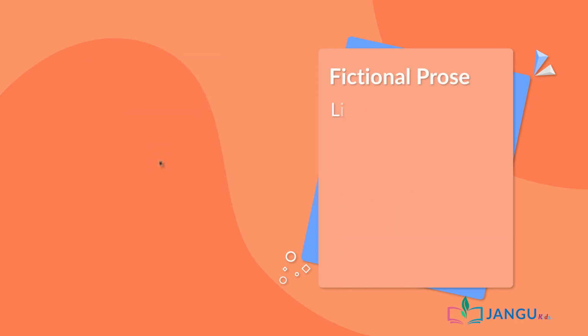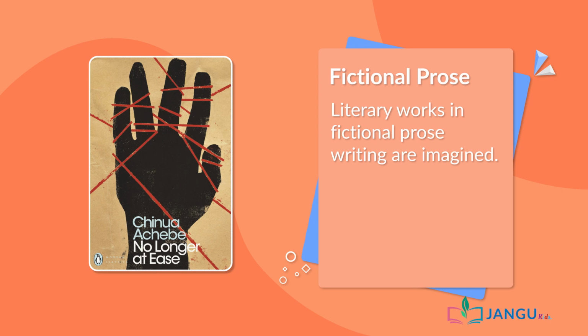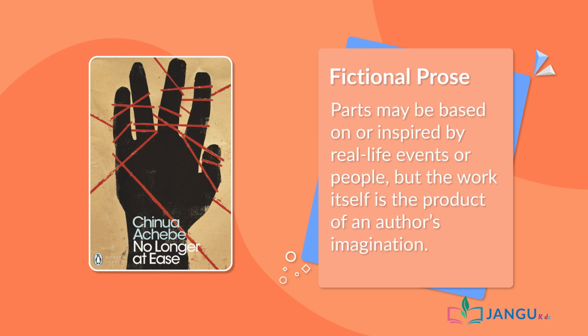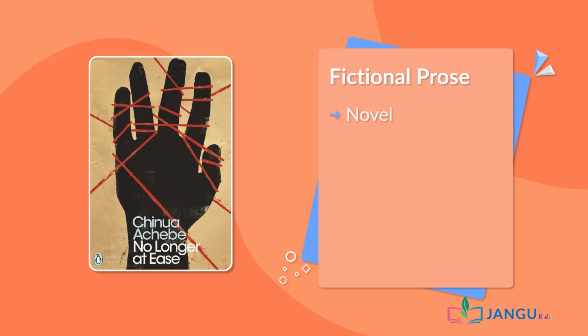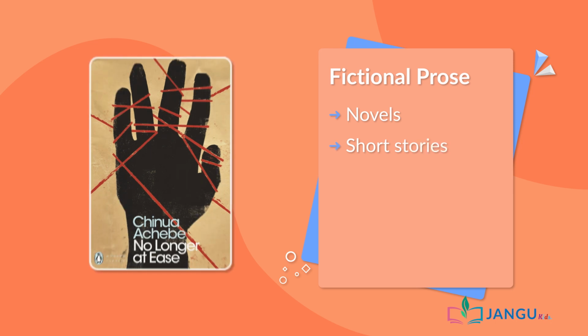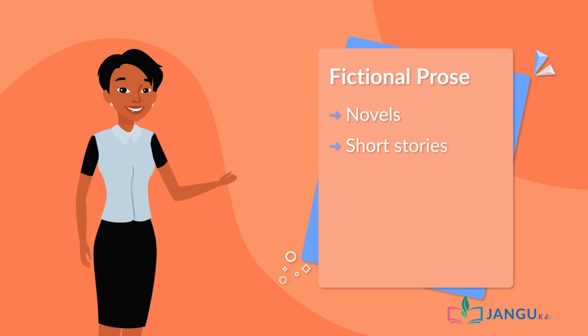Fictional prose. Literary works in fictional prose writing are imagined. Parts may be based on or inspired by real-life events or people, but the work itself is the product of an author's imagination. Examples of this would include novels and short stories. Now that we know that there are two main types of prose, let us look into the elements of fiction.